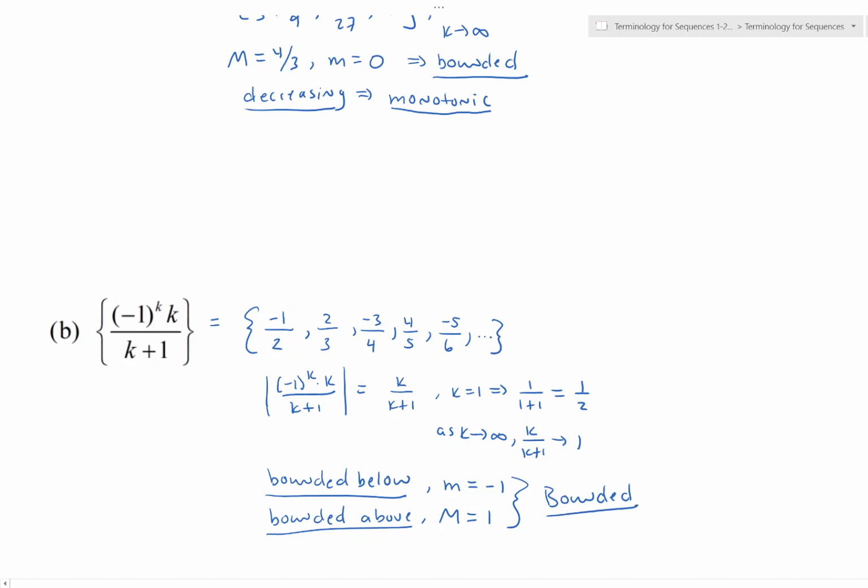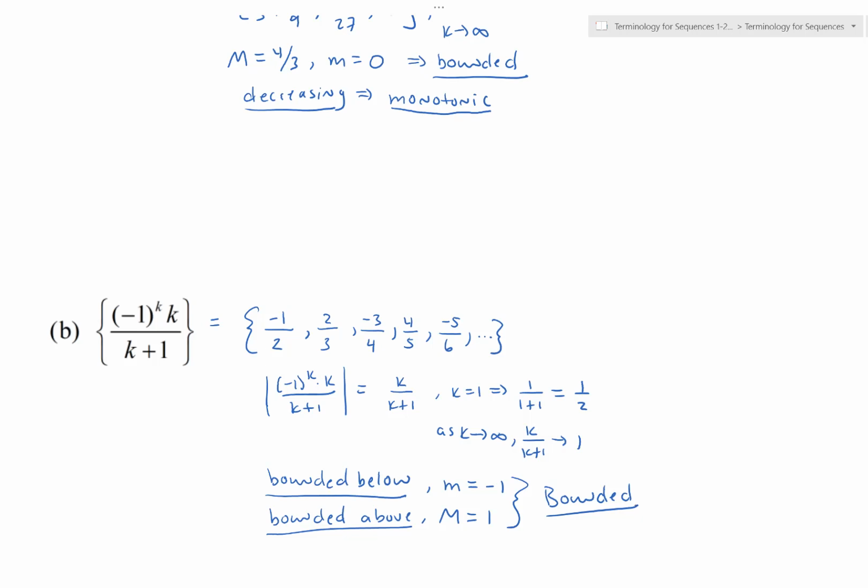Now, think about it. Because it's changing signs between successive terms, it cannot be monotonic. Because it's negative, then it's positive, then it's negative, then it's positive. So the terms are getting bigger, then they get smaller, and they get bigger, then they get smaller. That does not satisfy any of the terminology we use to describe what it means to be monotonic. So that's all we can say. It's a bounded sequence, and technically it's alternating as well, but for now we'll just say it's bounded.